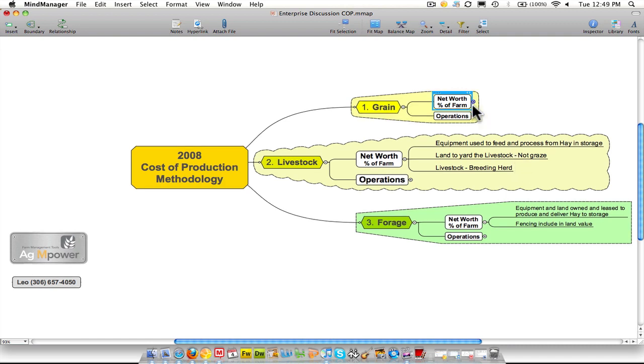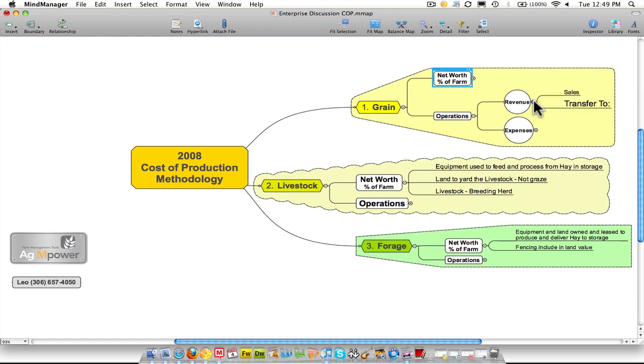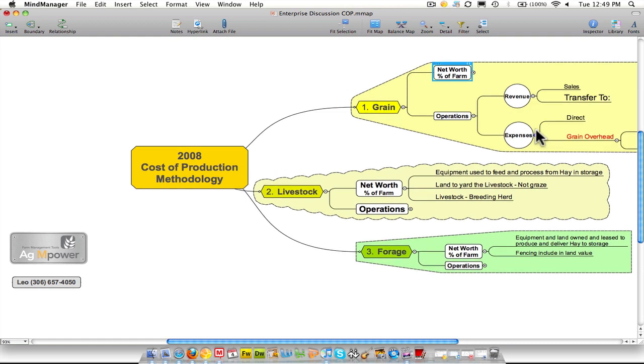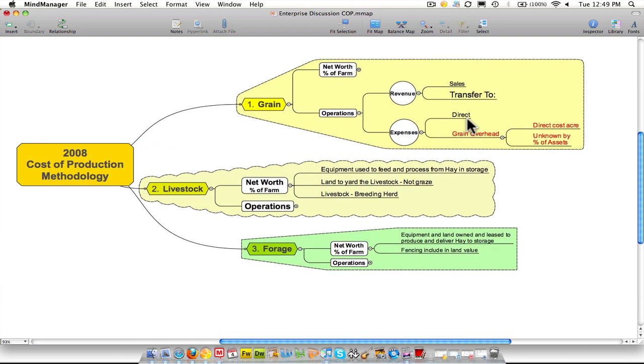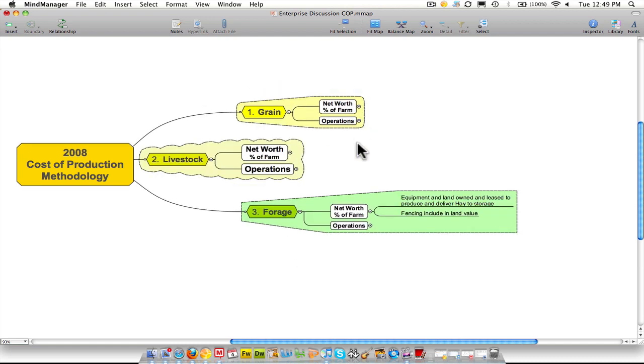Now let's switch over to the operations side of the program. So on the grain side, you're going to have on your operations revenues of sales of your crop, transfers to your livestock. Of course, the expenses are going to include the direct costs of seed, fert, chem, crop insurance, and all the grain overhead. Now let's switch to the forage enterprise.